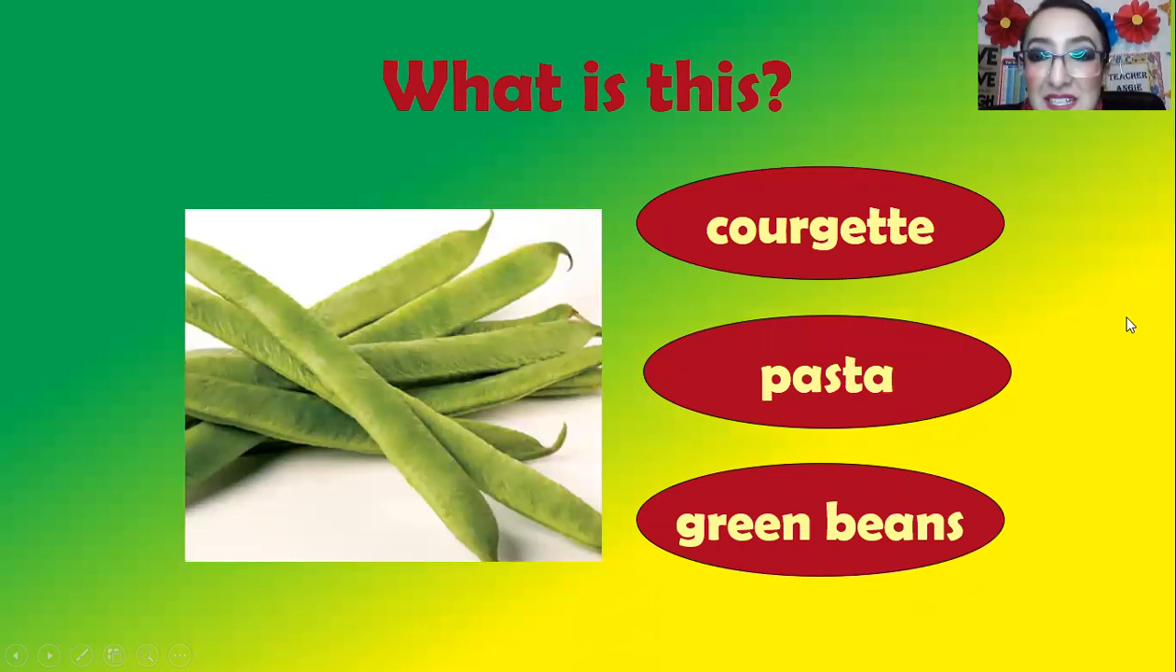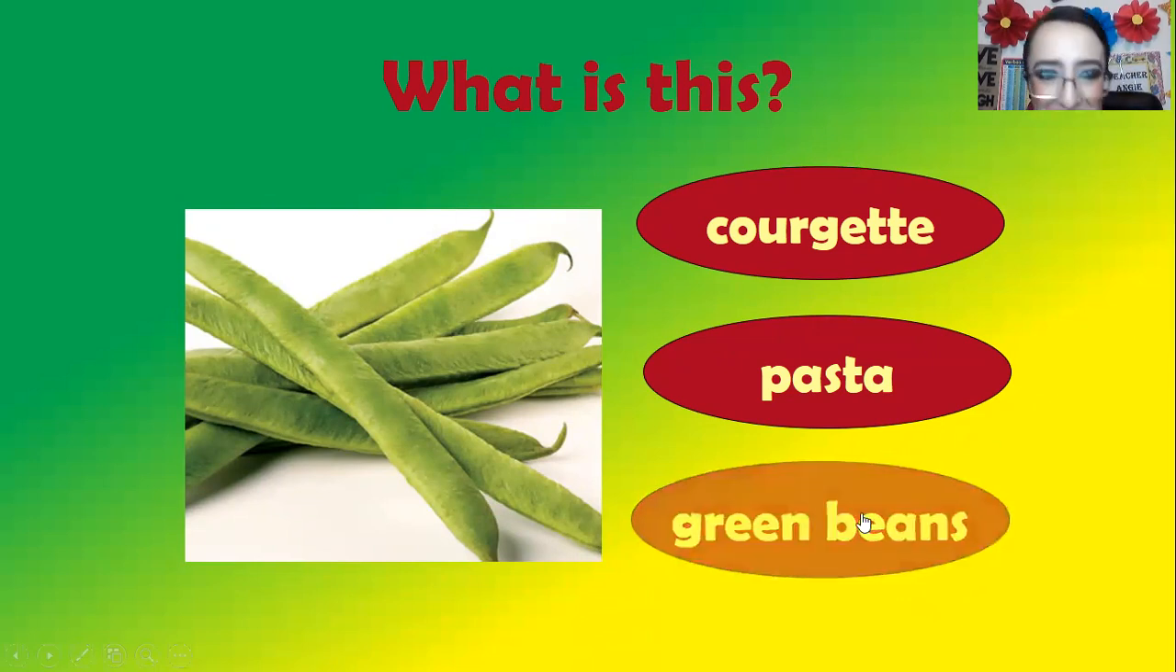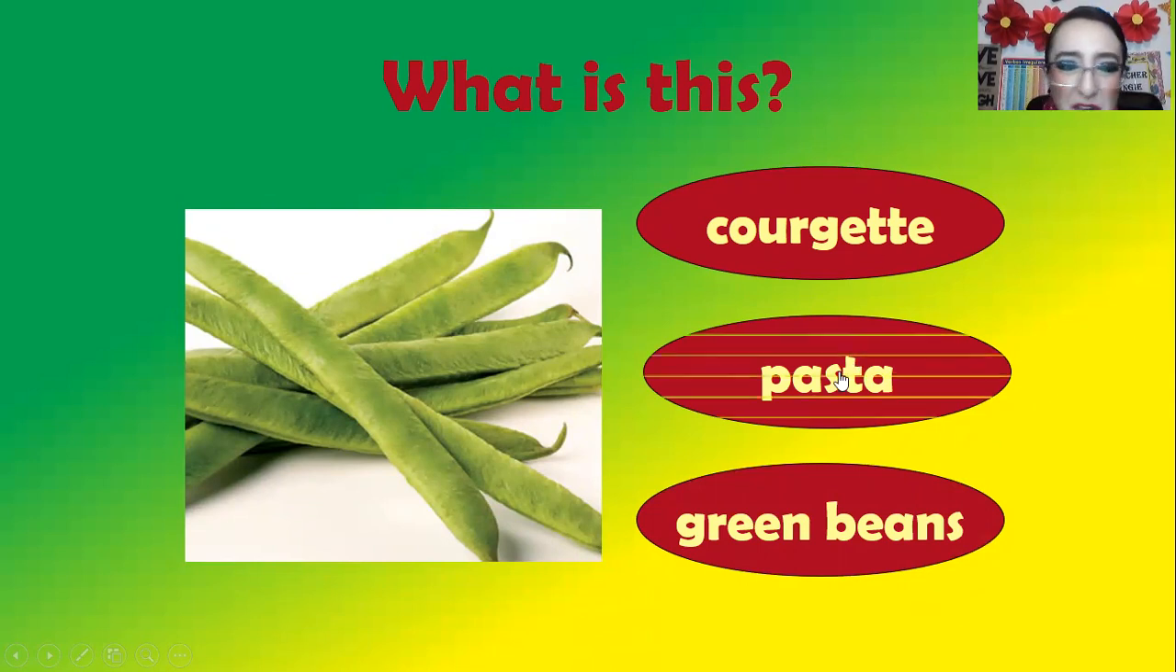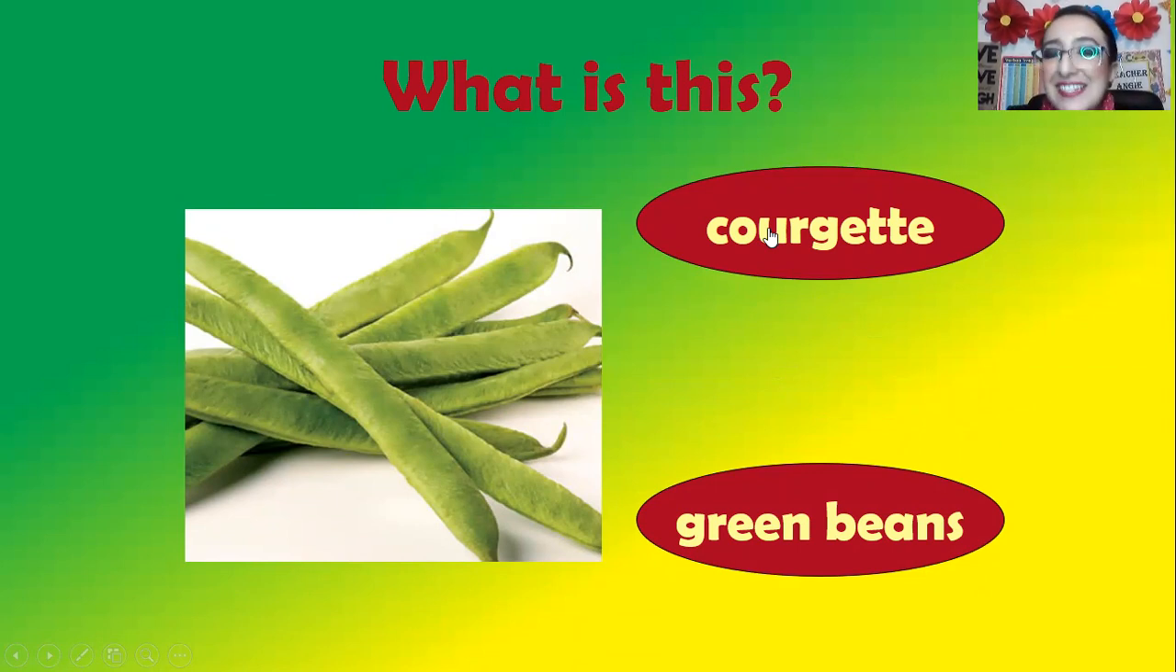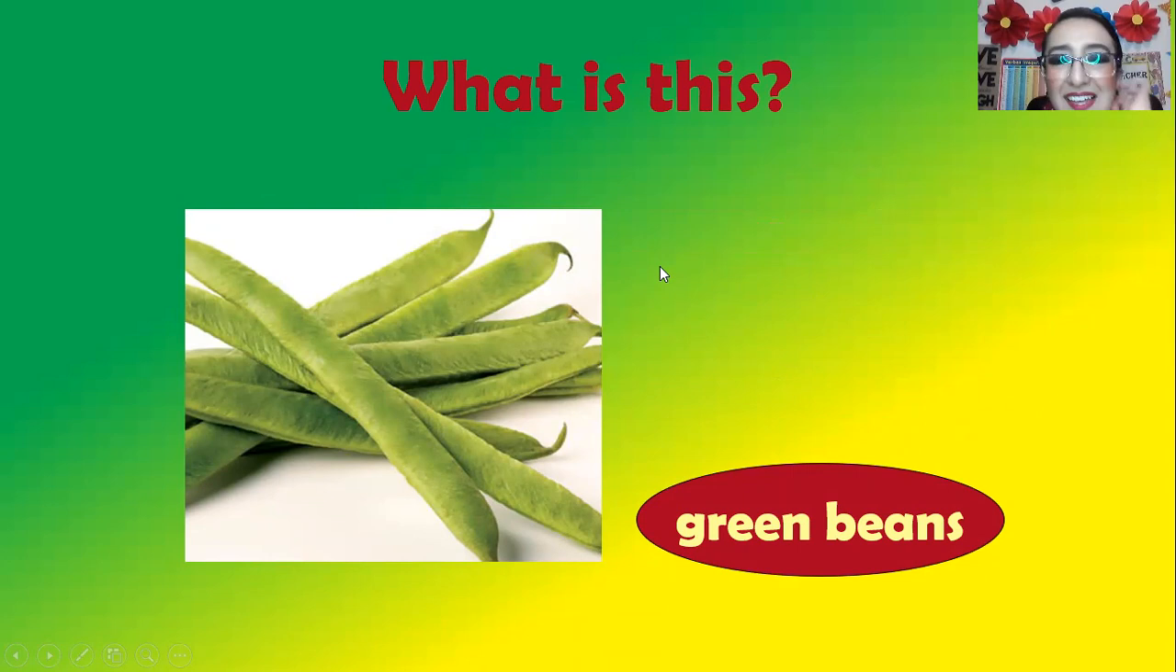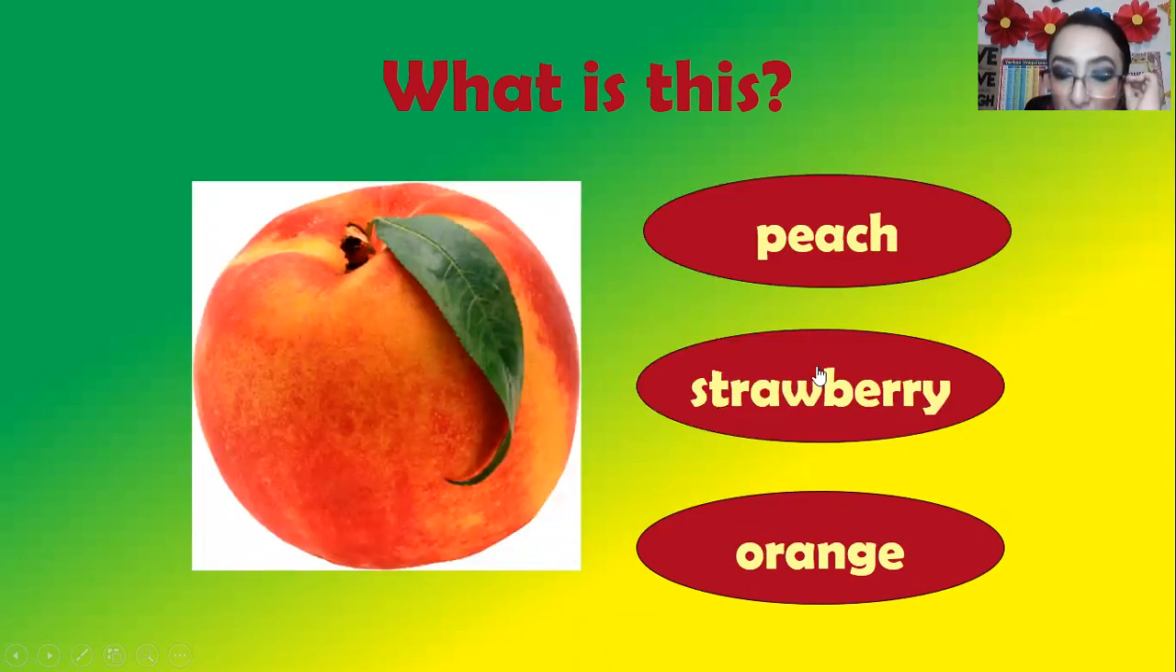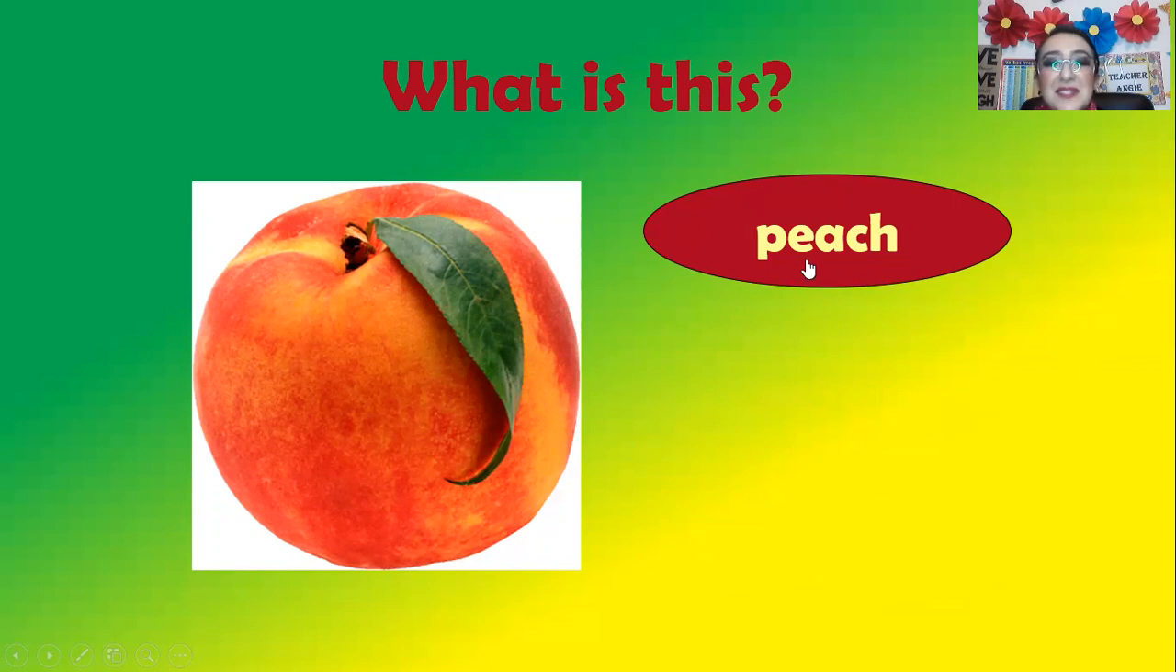Excellent, what is this? Courgette, pasta, or green beans? Calabacín. Courgette es la del calabacín. Green beans. Excellent. Very well. No pasta, no courgette. Calabacín. Es la calabacita alargada, ¿no? What is this? Peach, strawberry or orange? Peach. Excellent. Neither strawberry nor the orange. It is going to be a peach.